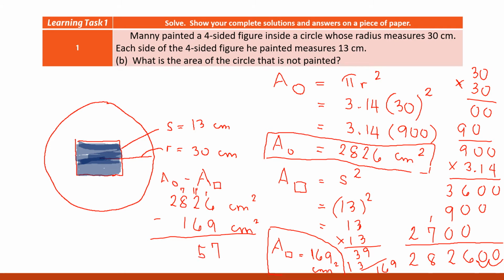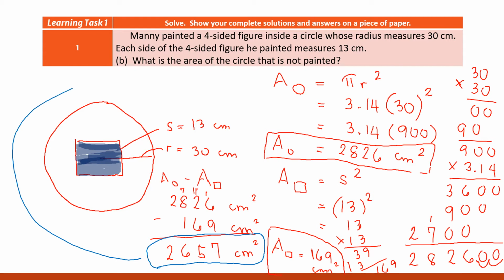Now, continue. 11 minus 6, the answer is 5. And then 7 minus 1, the answer is 6. Of course, bring down 2. So 2,657 square centimeter. These children, eto na yung ating hinahanap na kasagutan. Ibig sabihin, this 2,657, ito ang sagot dun sa tanong na area of the circle that is not painted. Okay? Ayos.